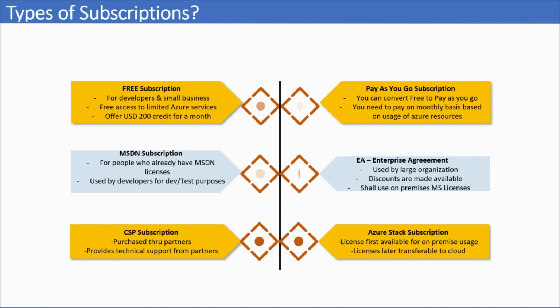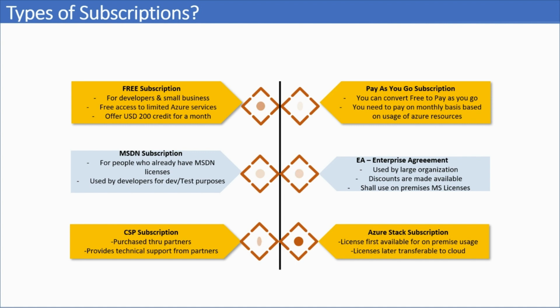This subscription is for larger organizations and provides centralized purchasing, billing, and management of Azure services as well, using discounted pricing. And EA is a contract between the company and Microsoft. It also supports the use of on-premises MS licenses which are already purchased and transferable to a cloud service provider.